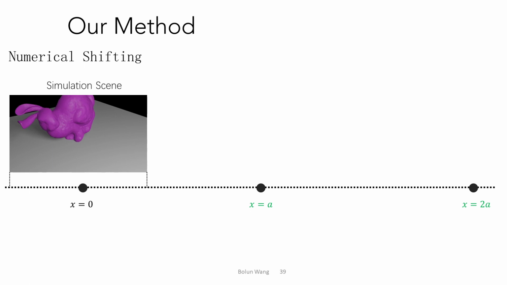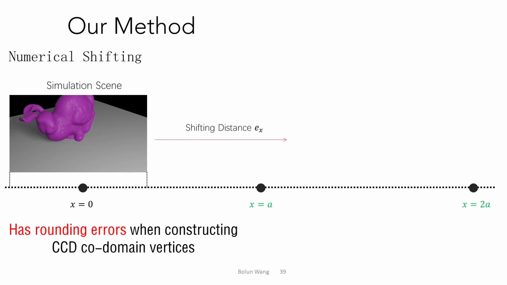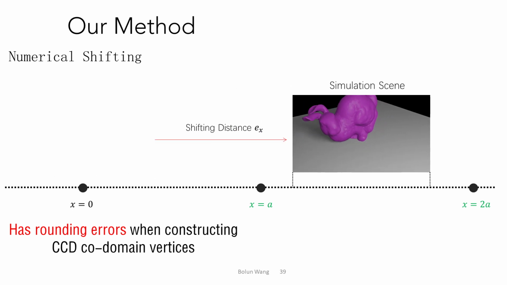Let's explain it with an illustration in 1D. First, we have a simulation scene whose bounding box is between xmin and xmax. And currently Sterbenz's condition is not satisfied. Thus, there are rounding errors when constructing the vertices of the CCD codomains. Then we calculate a shifting distance E and shift the whole scene to a position where all the vertices of the CCD domains or codomains satisfy Sterbenz's condition.